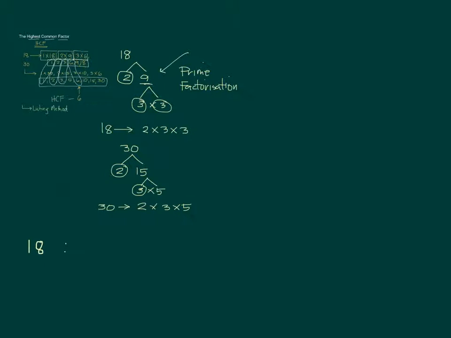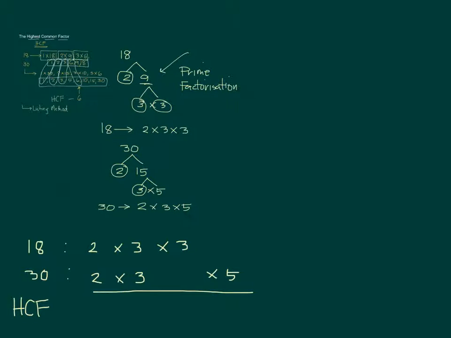So 18 is 2 times 3 times 3. And then 30, try to align the factors of 30 to the factors of 18. So I have 2 and then I have 3. But since the last factor of 30 is 5, I'll skip the space below 3 and then I'll write 5 here. Okay, now to get the highest common factor, this technique will just require you to drop the common factors. And this is 2, and this is also a common factor, 3.